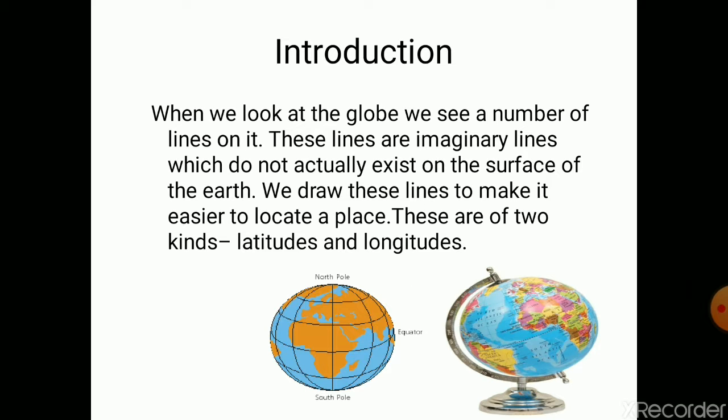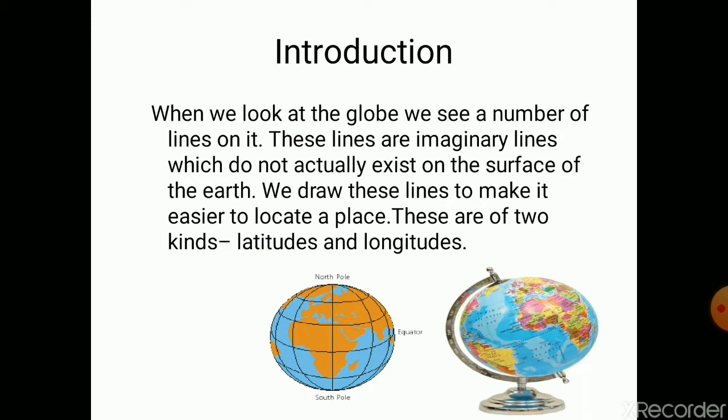We know that a globe is a small model of the earth and a map is the representation of the earth's surface or a part of it on a flat surface. We use them to find different places on the earth's surface. When we look at the globe, we see several countries and places marked on it. But it is not easy to locate a place without any fixed point, or you can say any reference point.